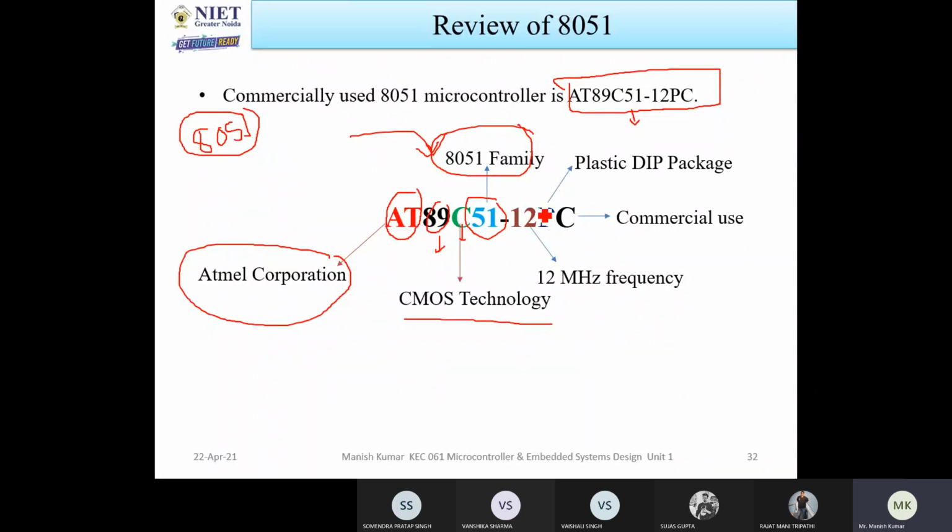Now this 12 indicates the frequency of this IC or controller. So 12 means 12 megahertz frequency. If it is 9, you can understand 9 megahertz, or 8 megahertz. So it shows different varieties of frequencies.